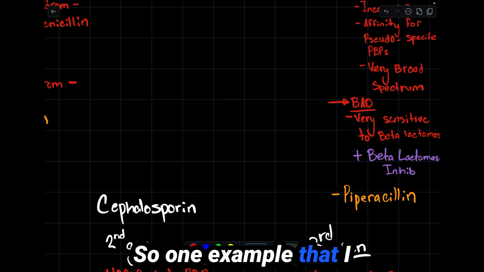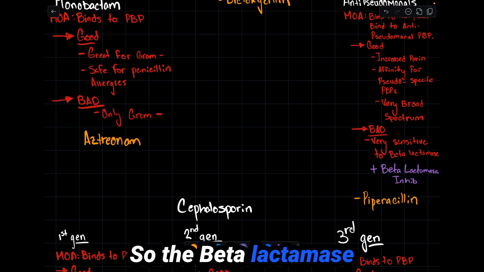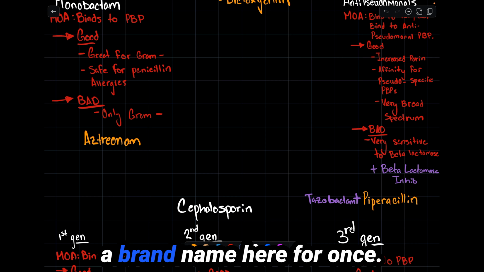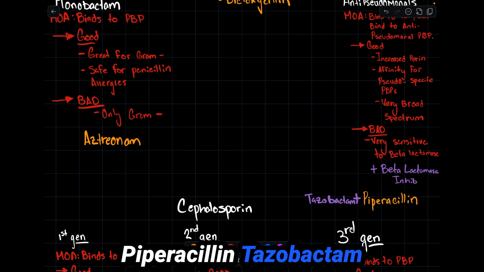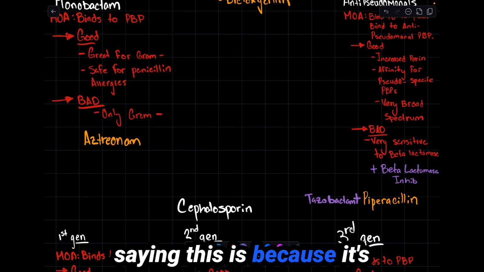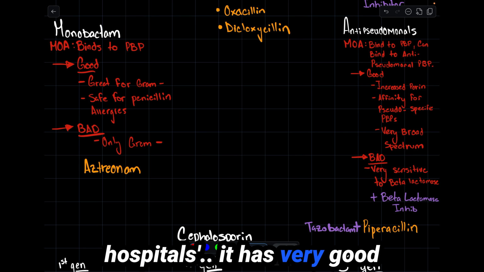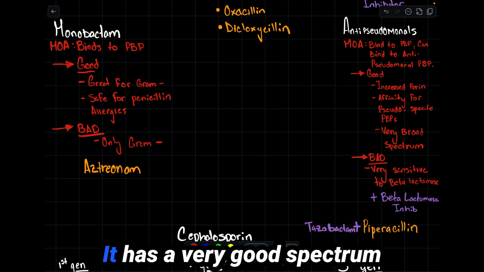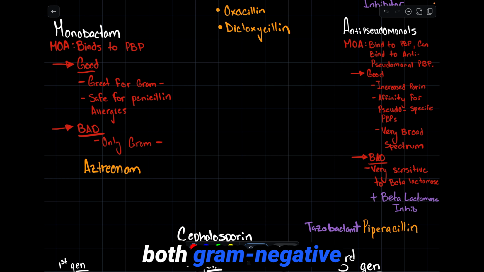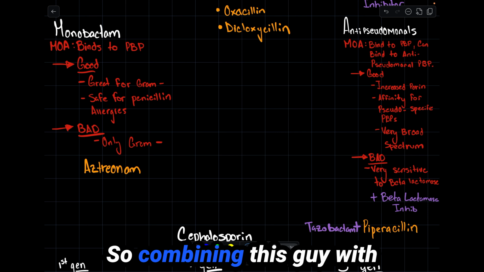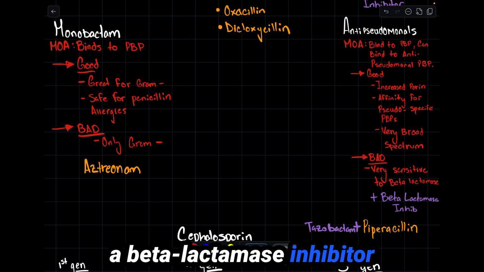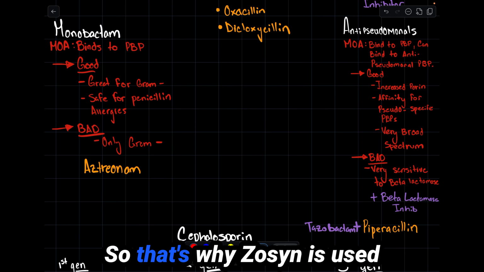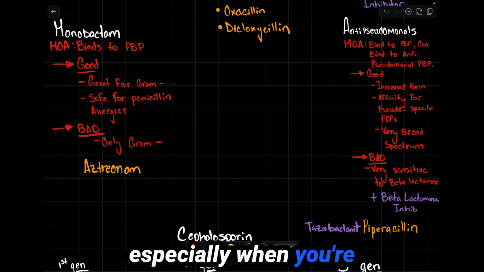So one example that I think is very important to know is piperacillin. The beta-lactamase inhibitor that we're going to combine with piperacillin is tazobactam, okay? And I'm just going to use a brand name here for once. Piperacillin-tazobactam is known as Zosyn. And the reason why I'm saying this is because it's a very classic example in hospitals. It has very good binding affinity to several penicillin binding proteins, including pseudomonal binding proteins. It has a very good spectrum because it penetrates both gram-negatives and gram-positives. So combining this guy with a beta-lactamase inhibitor plus this insane affinity and penetration makes it very broad spectrum. So that's why Zosyn is used a lot in the hospital setting, especially when you're doing empiric treatments.